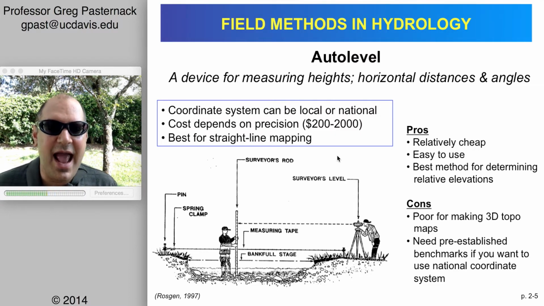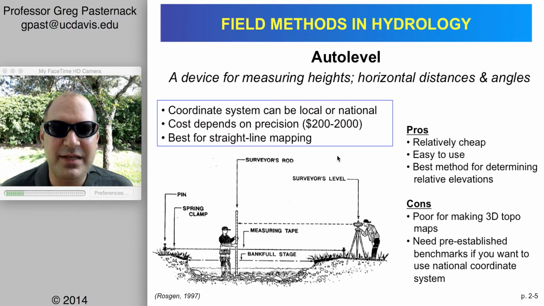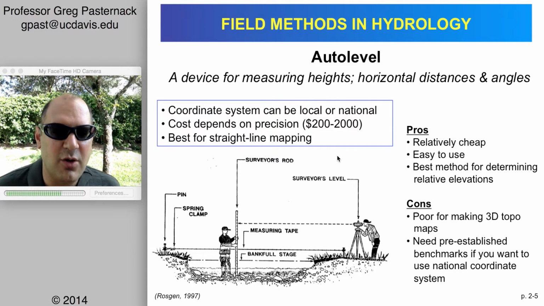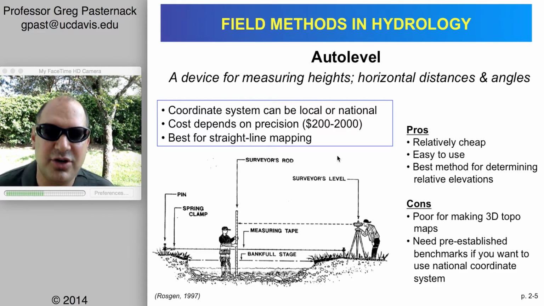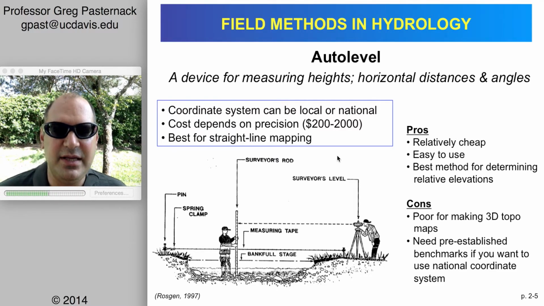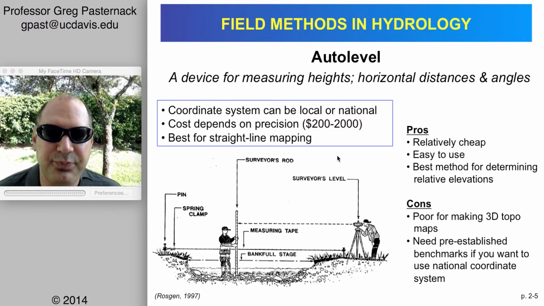It also might have some bells and whistles or automated software, hardware features to it, but typically a reasonable auto level could be in the $200 to $700 range. Whereas a really fancy one might be as much as $2,000 or more.